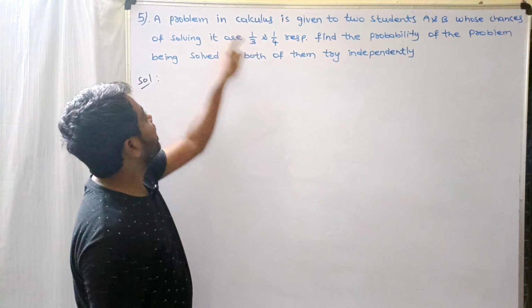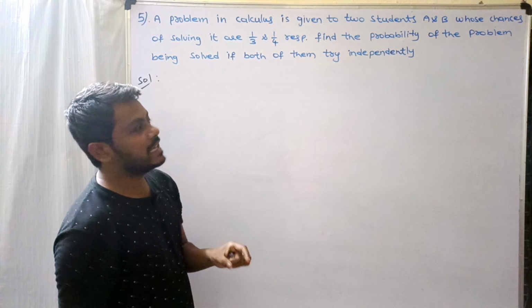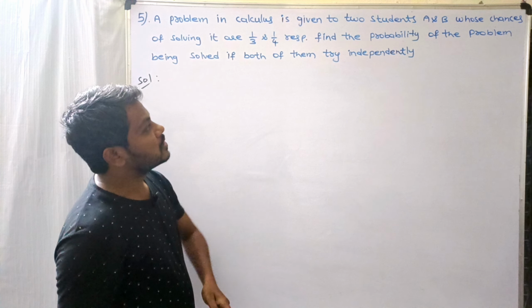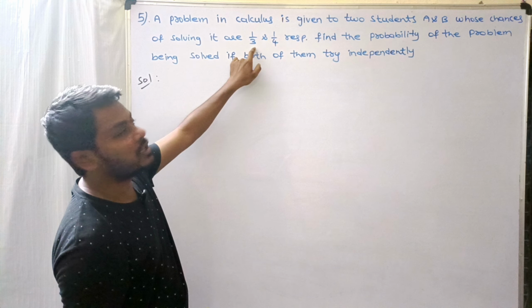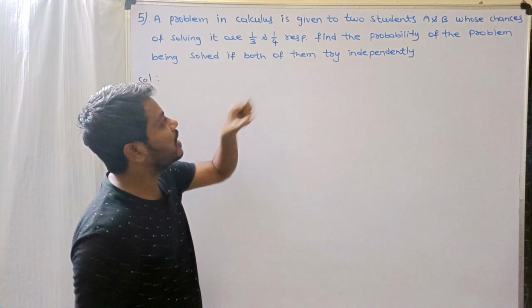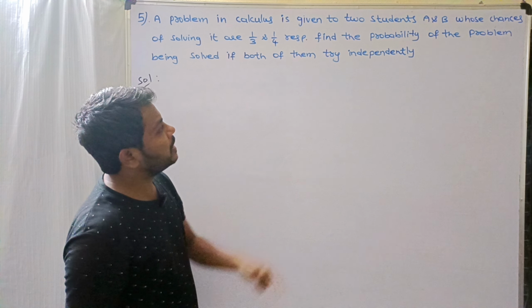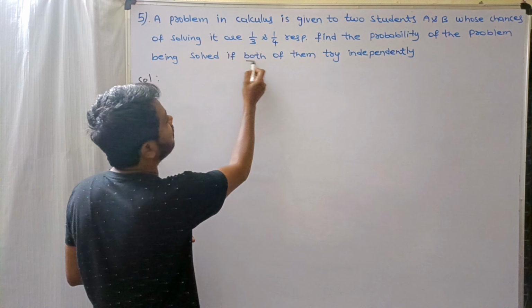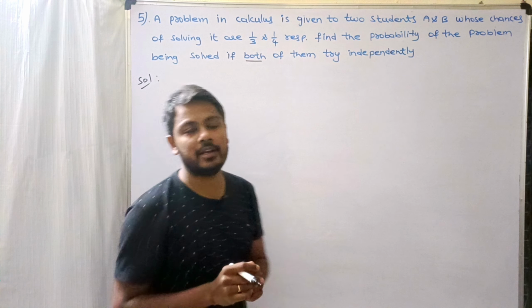See the next question. A problem in calculus is given to two students A and B. The chance of A is 1 by 3 and the chance of B is 1 by 4. Find the probability of the problem being solved if both of them try independently.